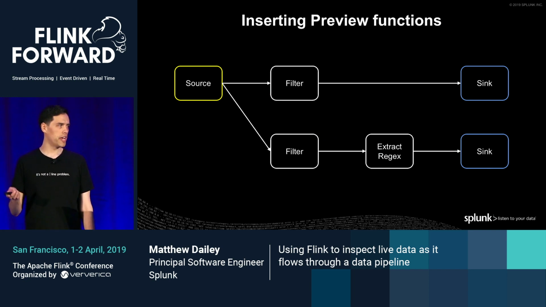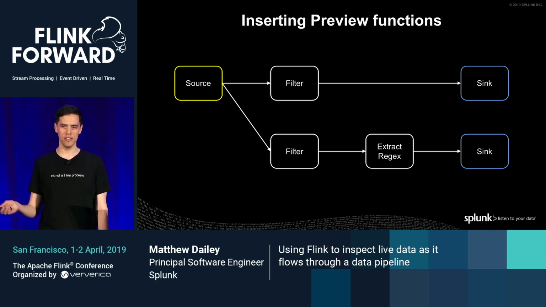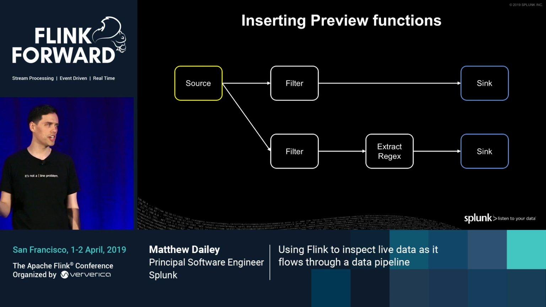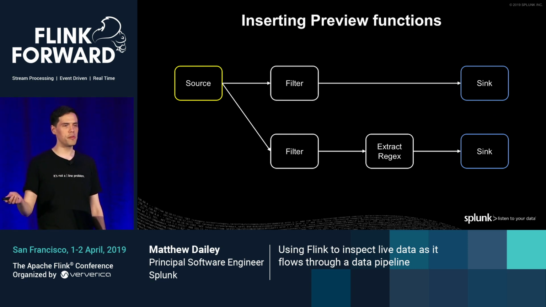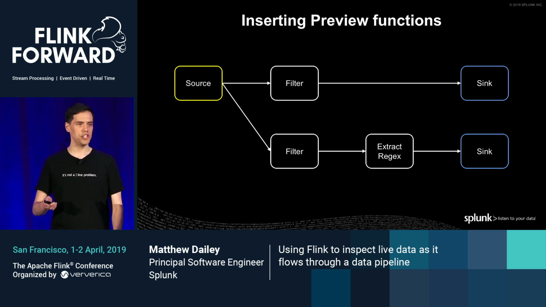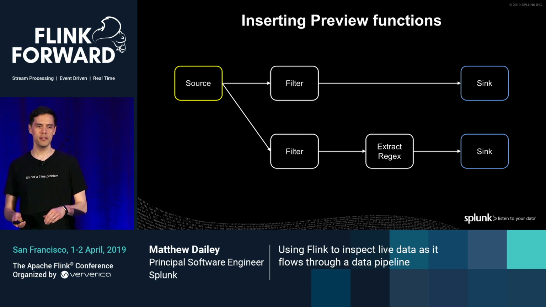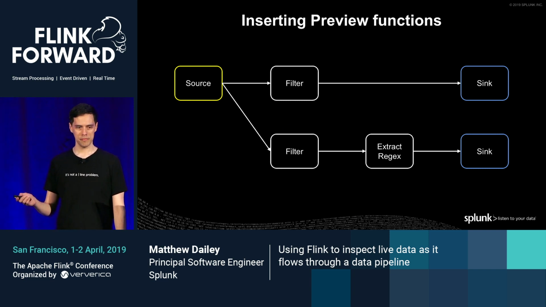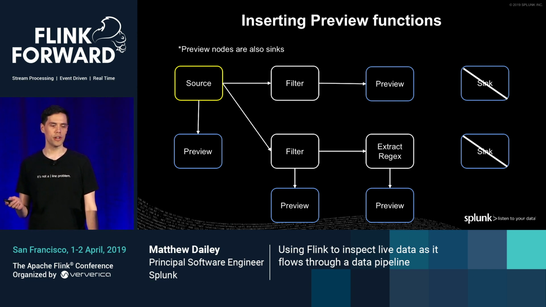We have it branch, goes into two different filters. One of those goes through an extract regex, pulls fields out of the data, and then both of them end up going to sinks. Let's say they're going to different topics in Kinesis. So how would we actually take this pipeline that a user has already written and then really transparently turn that into a preview pipeline? So we're going to have to do a couple of things here.